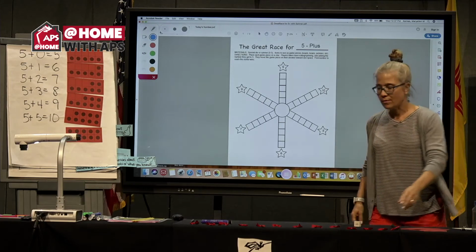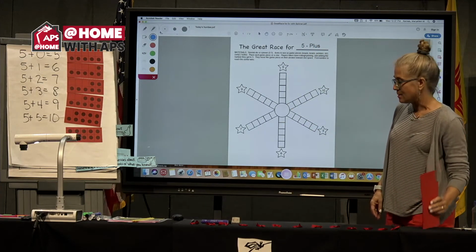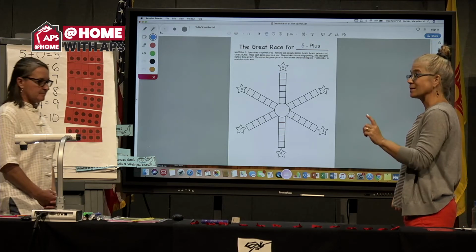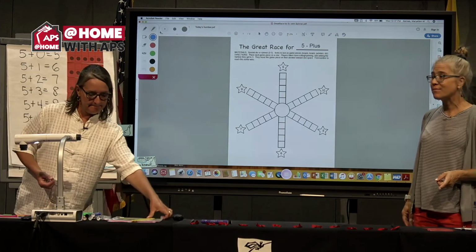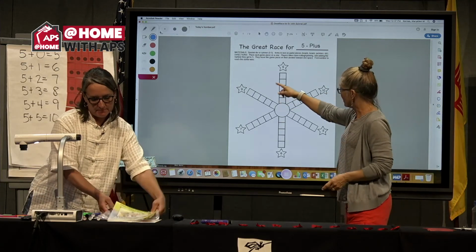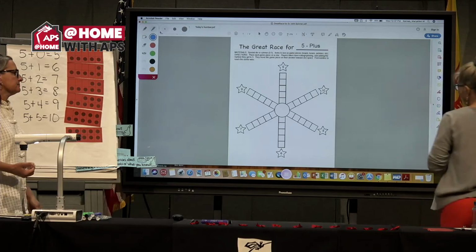We've got a spinner over here. I have a dice that Miss Carnes can use. And this is the same game. We're going to roll that dice or spin the spinner, and we're going to add whatever we get to 5. And then we'll move on our game board until one piece is in the middle. All right, go ahead and go first, Miss Carnes.